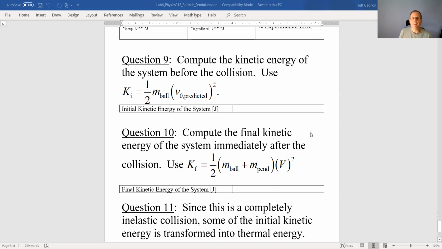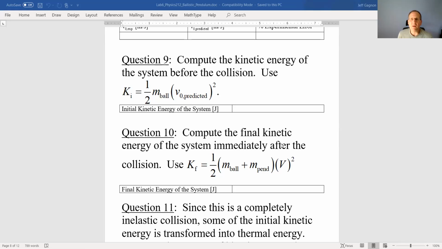Okay, then I want you to calculate the total kinetic energy of the system right before the collision. Well, because the pendulum is not moving, it's at rest right before the collision, the kinetic energy is simply going to be the kinetic energy of the ball. So it's going to be 1/2 the mass of the ball times V naught predicted squared. Don't use your experimental, use your predicted one.